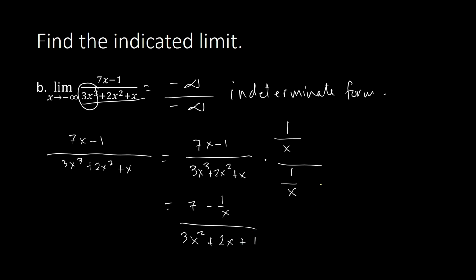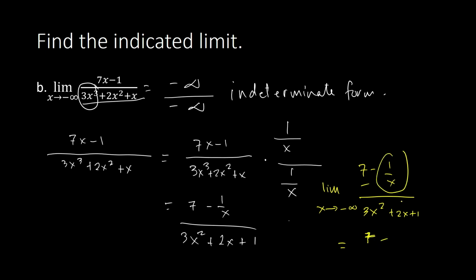Okay, so let us get the limit of our resulting function. 7 minus 1 over x divided by 3x squared plus 2x plus 1 as x approaches negative infinity. So what is this equal to? The limit of 7 as x approaches infinity is just 7. And then minus the limit of 1 over x as x approaches infinity, which is 0. And then our denominator, the limit of that as x approaches negative infinity. Okay, so we will pay attention to this.